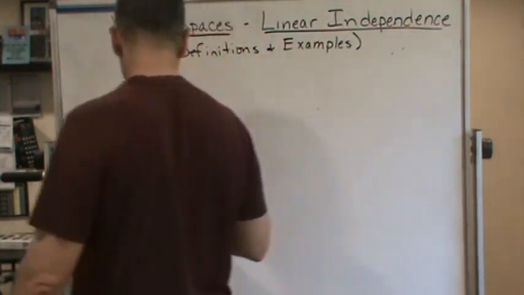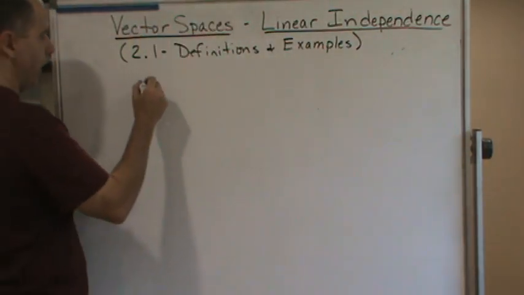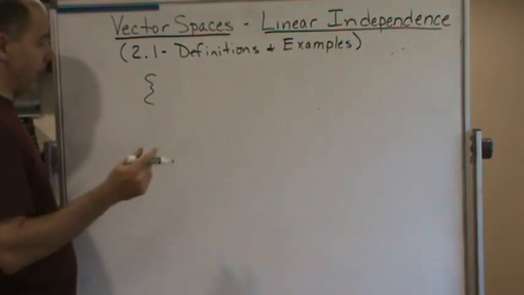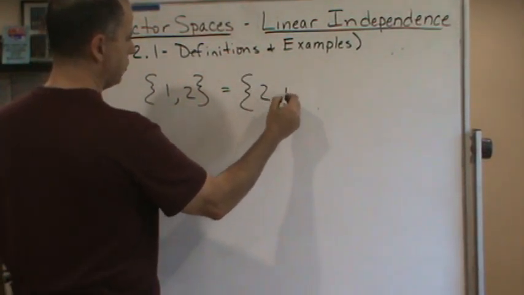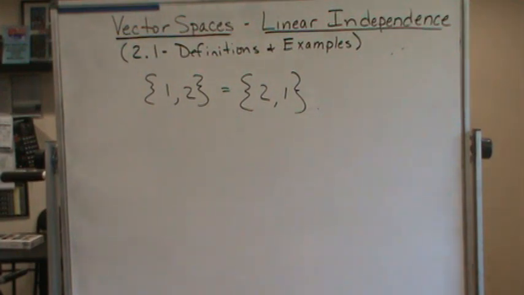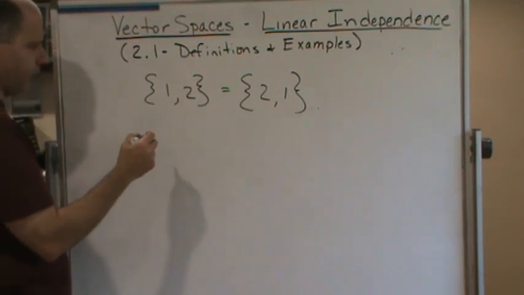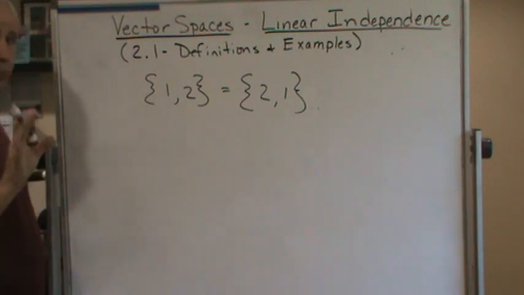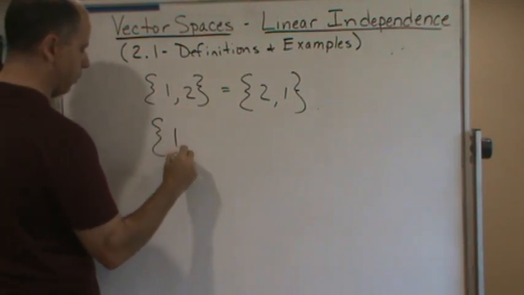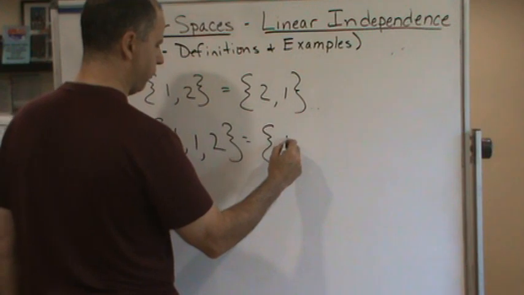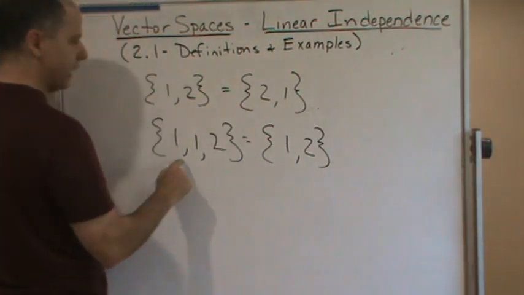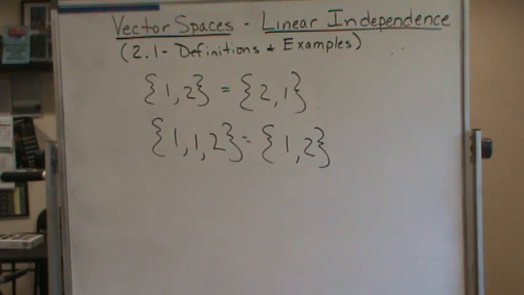Because one of the properties of sets is that order doesn't matter. So the set of 1, 2 is the same as the set of 2, 1, because we're looking at a collection of objects. The other thing that we look at when we talk about sets is that duplicates collapse, right? So if we have the set of 1, 1, 2, that's going to collapse and is equal to the set of 1, 2. Because we don't keep duplicates in a set of objects.